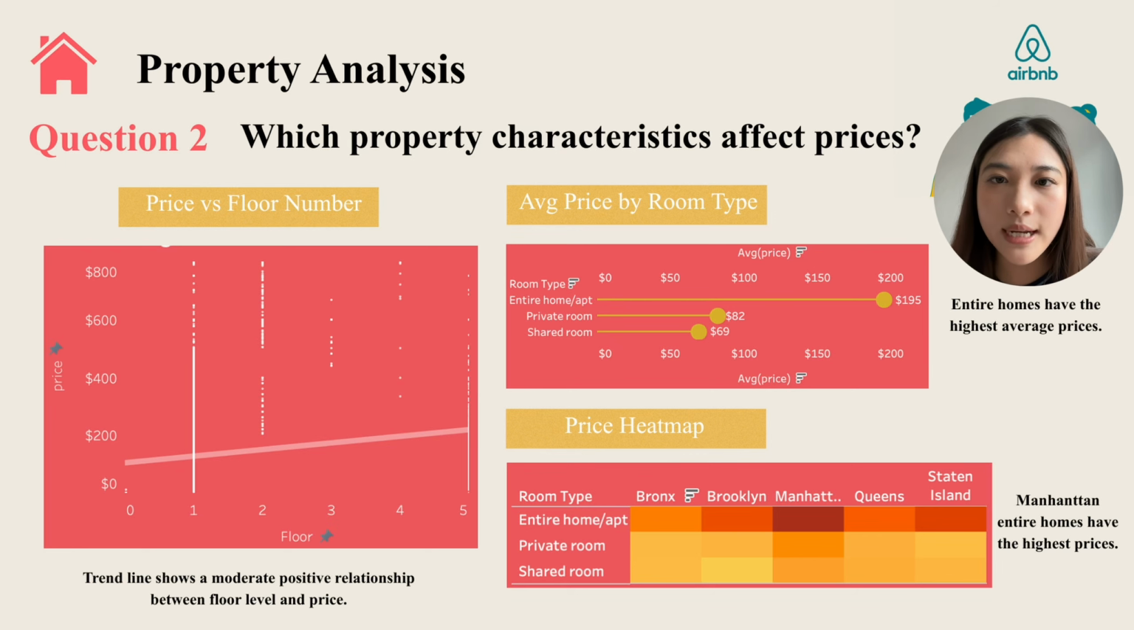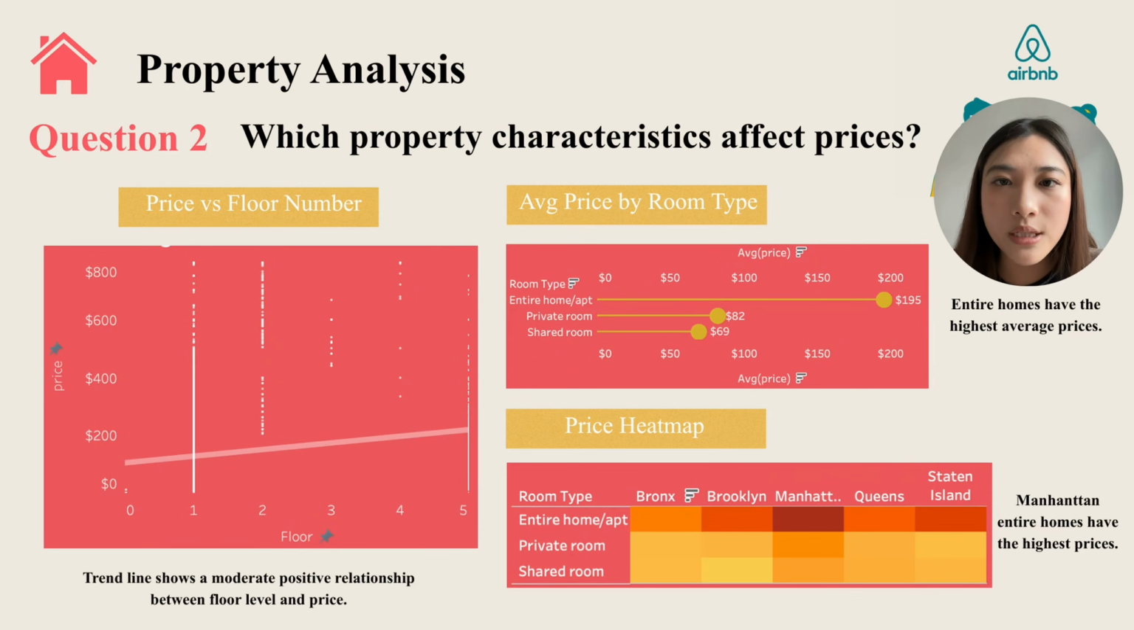Our second question is which property structures affect Airbnb prices? We used three different visualizations. First, the plot explored the relationship between floor level and the listing price. The trend line indicated a moderate positive relationship, suggesting that higher floors are generally associated with higher prices.